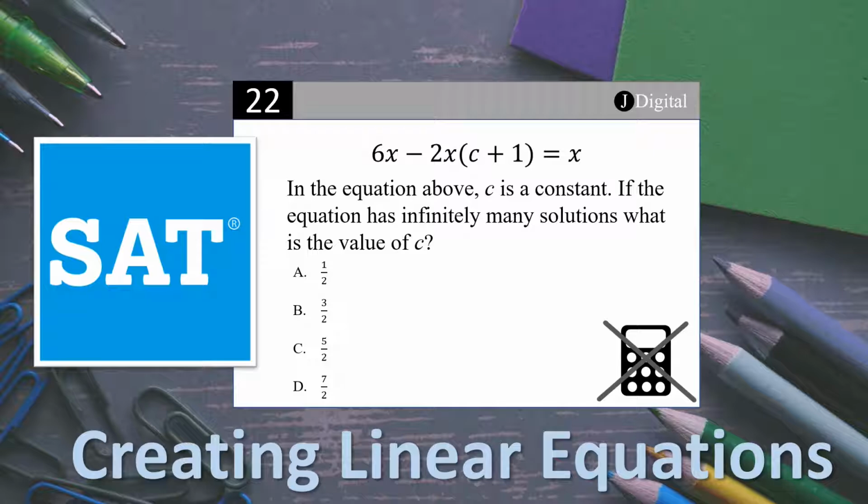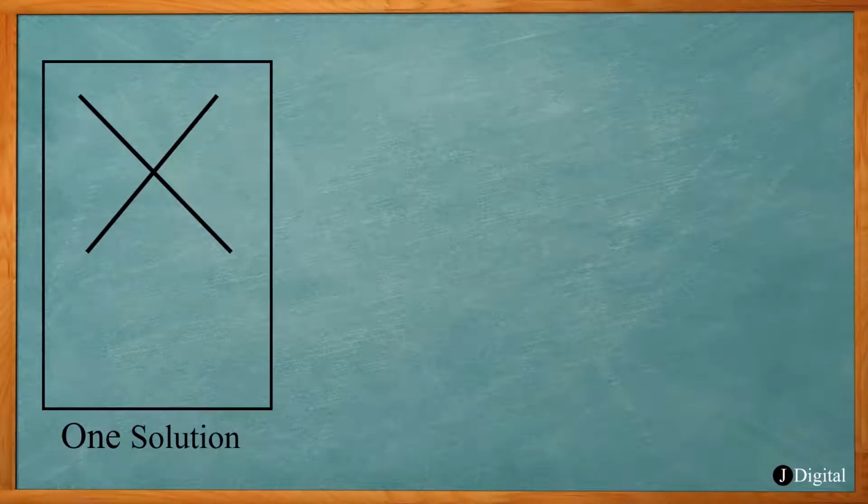In this video, we'll go through example SAT problems that deal with creating linear equations. When we have a system of linear equations, there are three possibilities for these two lines. One is we have one solution, where they meet at one spot. This happens when we have different slopes for those lines.